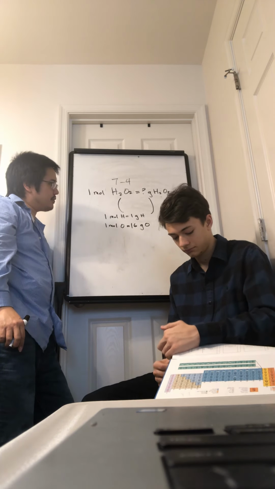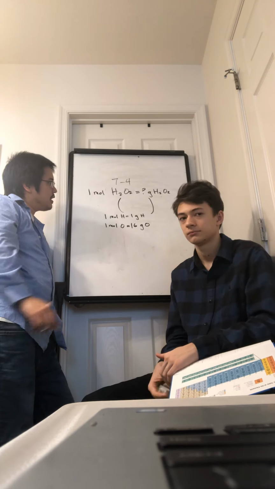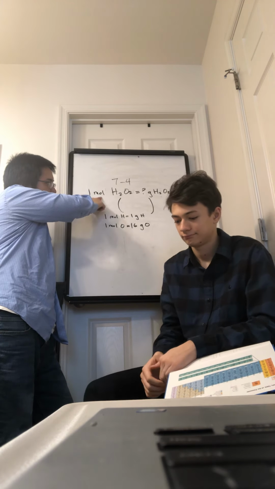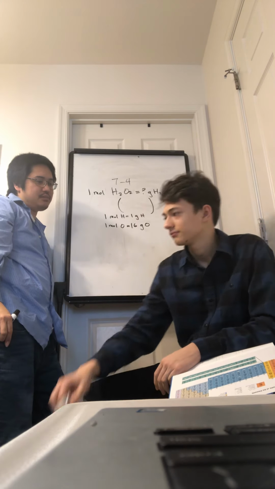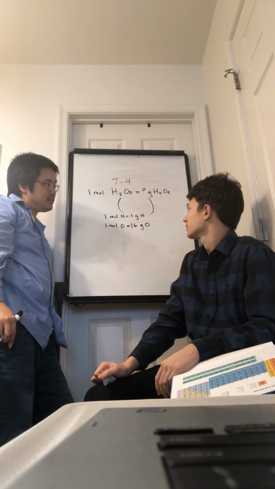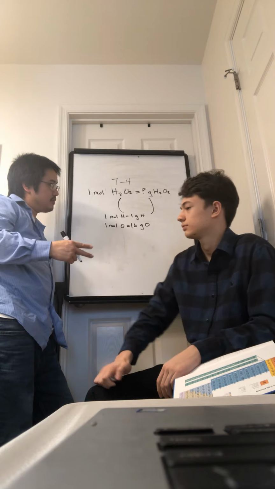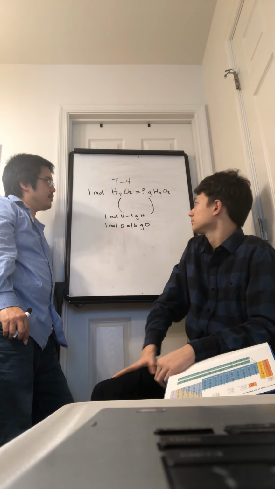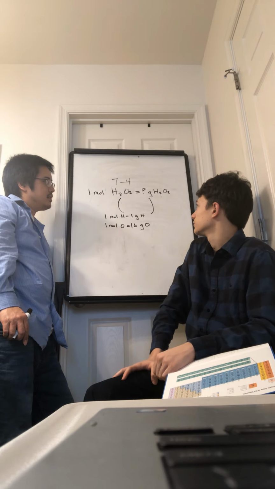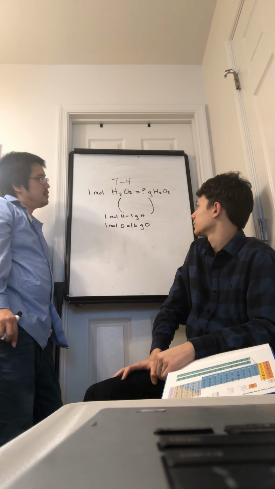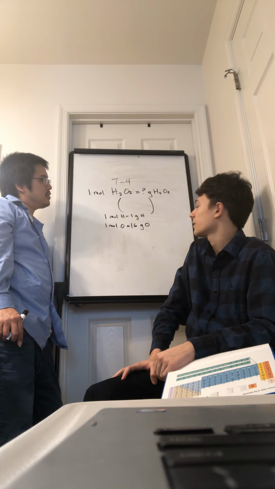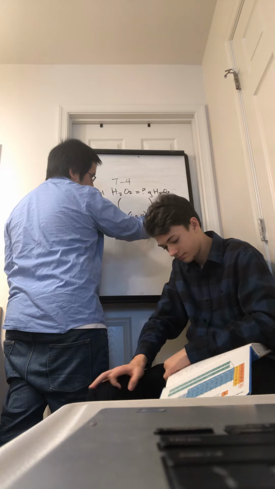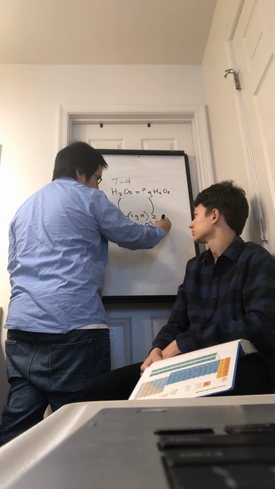So, how do we figure out the answer to this? It's really simple. All you do is this. How many moles of hydrogen are we dealing with in 1 mole of hydrogen peroxide? 2, right? Yes. How many moles of oxygen are we dealing with in 1 mole of hydrogen peroxide? Oh, 2. So what we should do is take this number, multiply it by 2, take this number, multiply it by 2.